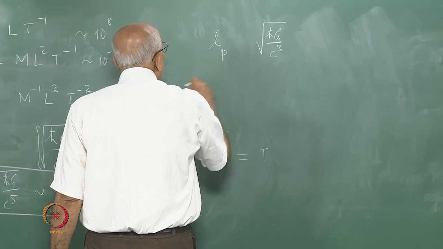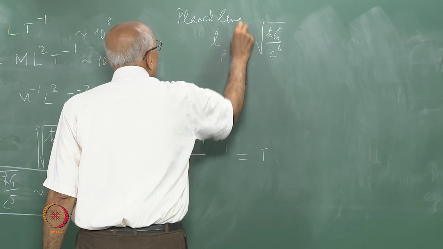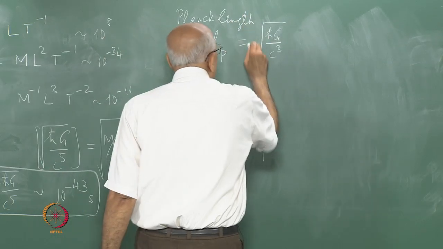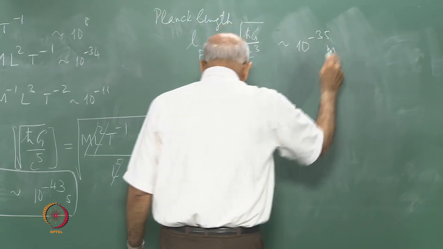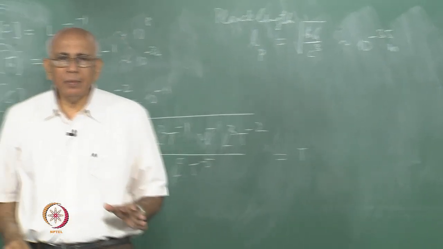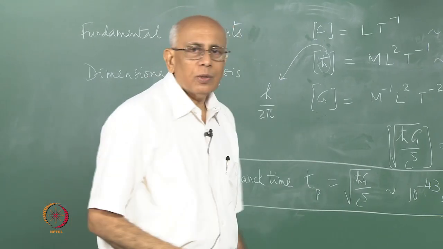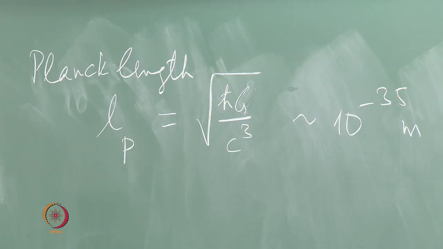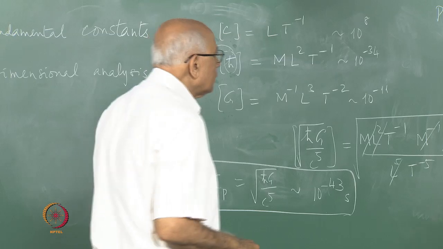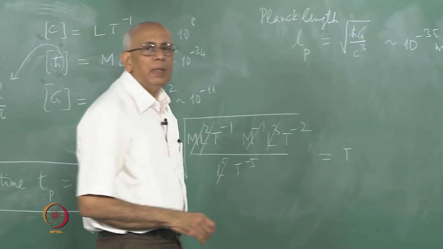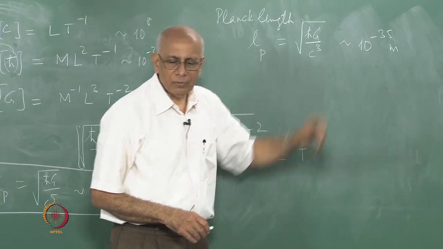This is called the Planck length. And this is of the order of 10 to the minus 35 meters. Once again, it is inconceivably smaller than any length scale that we are used to. The smallest length scales that you might be used to is, for instance, the radius of a nucleus, the size of a proton, so to speak. This is of the order of 10 to the minus 15 meters, a femtometer. This is 20 orders of magnitude smaller than a femtometer.